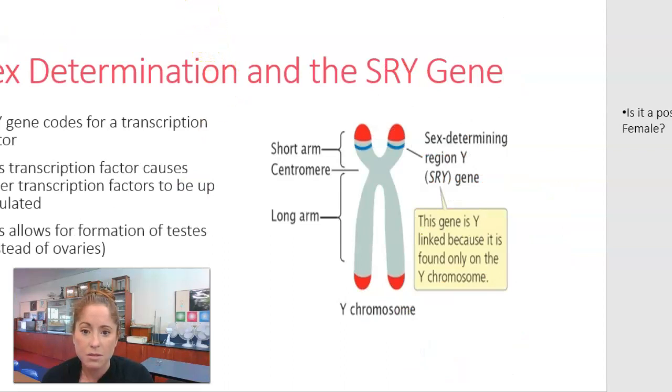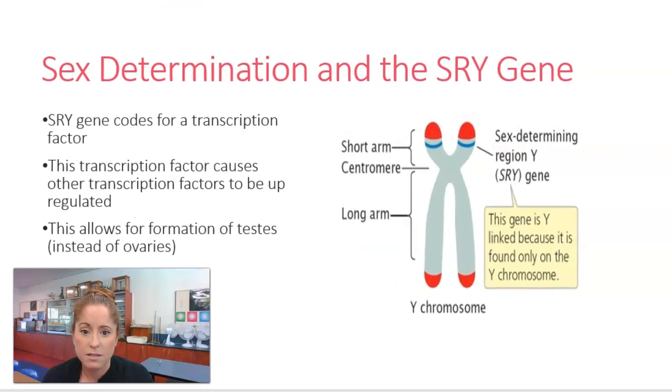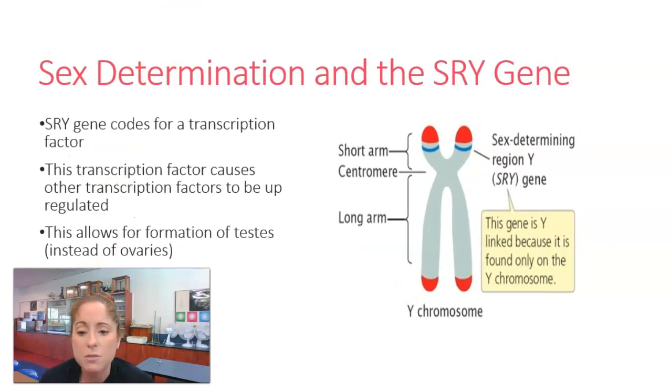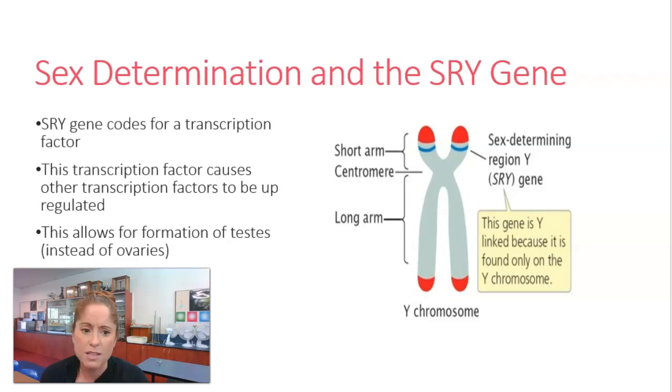Another example of a transcription factor gene is the SRY gene on the Y chromosome. We typically would say in biology that a male is assigned male at birth if they are XY, and a female would be assigned female at birth if they were XX. And that is typically true, but in the Y chromosome, there's only one gene that determines maleness, and that gene is called the SRY gene.